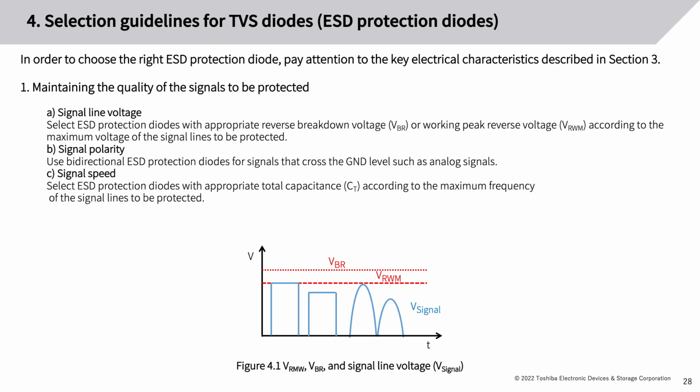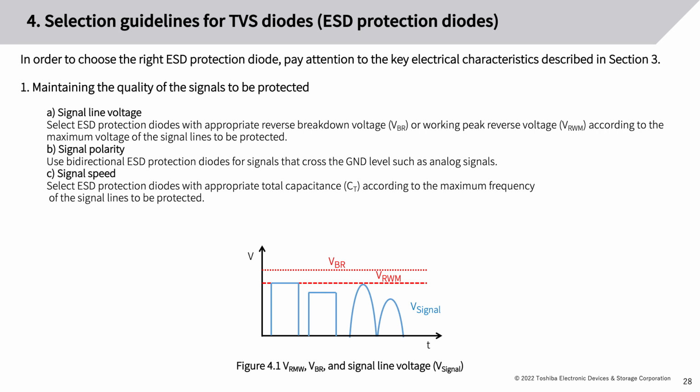Selection guidelines for TVS diodes, ESD protection diodes. In order to choose the right ESD protection diode, pay attention to the key electrical characteristics described in Section 3. 1. Maintaining the quality of the signals to be protected. A. Signal line voltage. Select ESD protection diodes with appropriate reverse breakdown voltage, VBR, or working peak reverse voltage, VRWM, according to the maximum voltage of the signal lines to be protected.